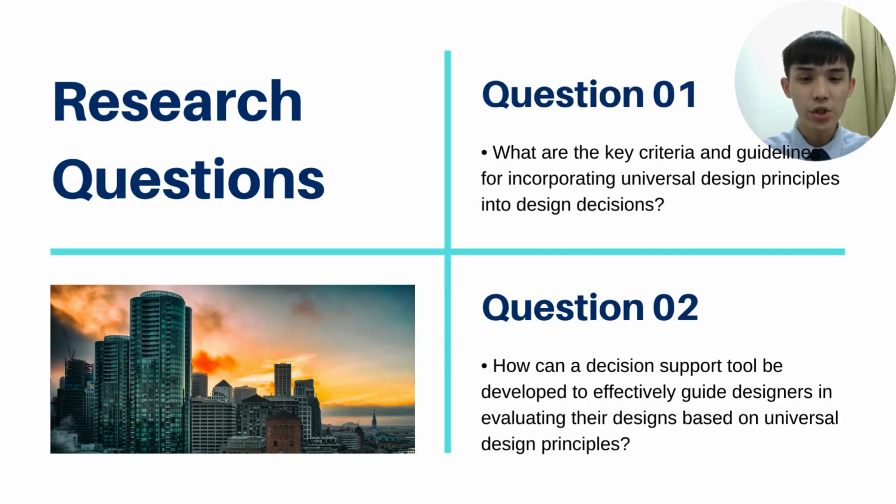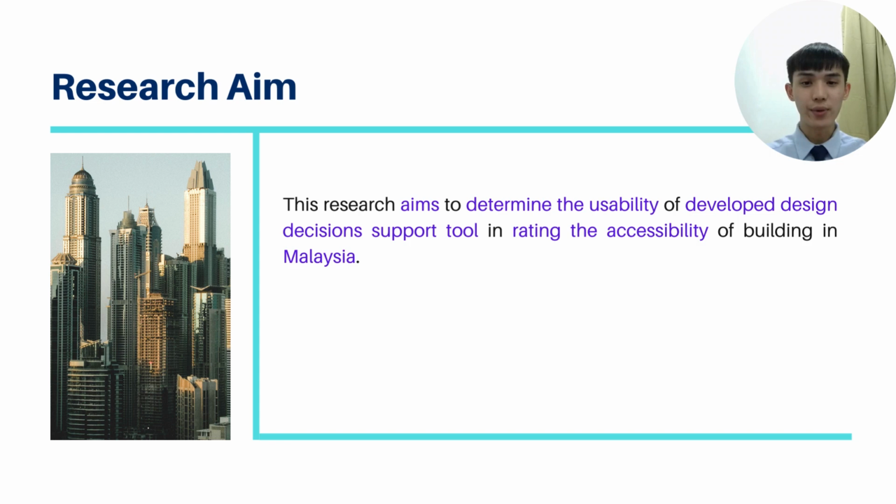We are having two research questions. The first is, what are the key criteria and guidelines for incorporating universal design principles into design decisions? Next is, how can a decision support tool be developed to effectively guide designers in evaluating their design based on universal design principles? The aim of this research is to determine the usability of developed design decision support tool in rating the accessibility of building in Malaysia.